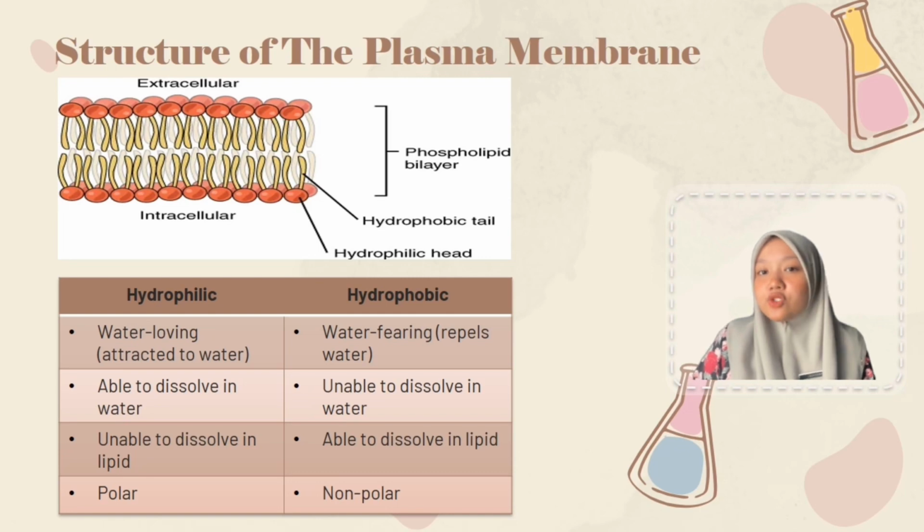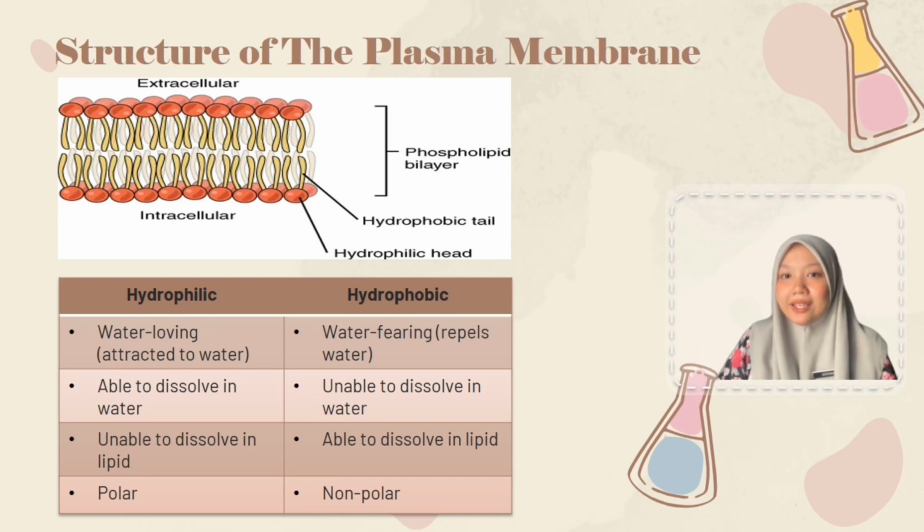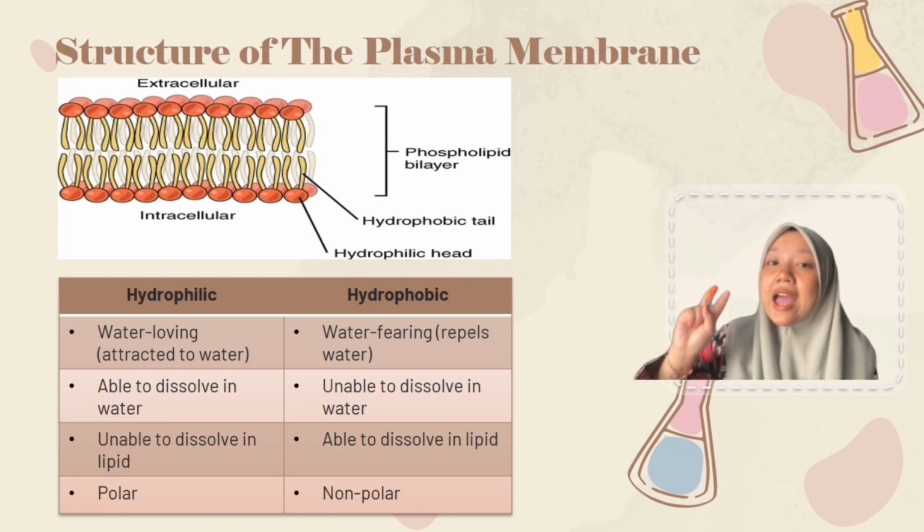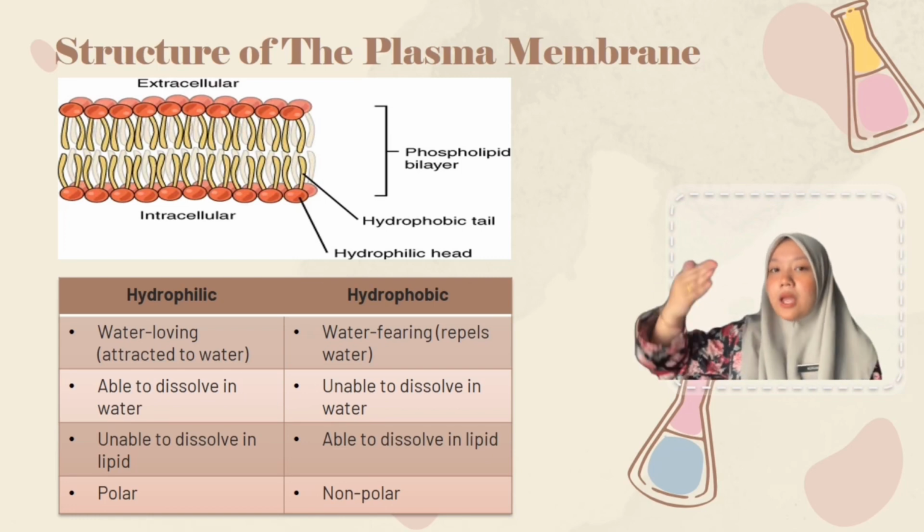So, the structure found in phospholipid bilayer is hydrophilic head and hydrophobic tail. Why is it called a bilayer? Because it has two layers, up and down.